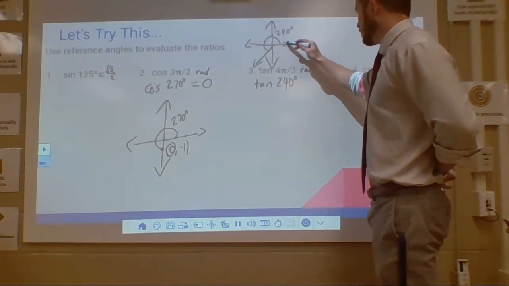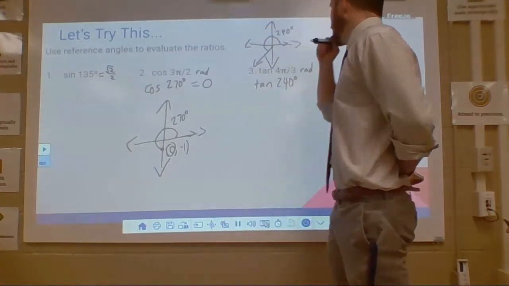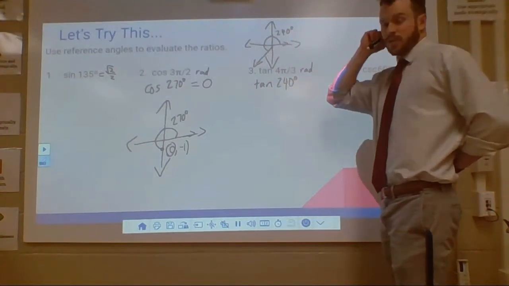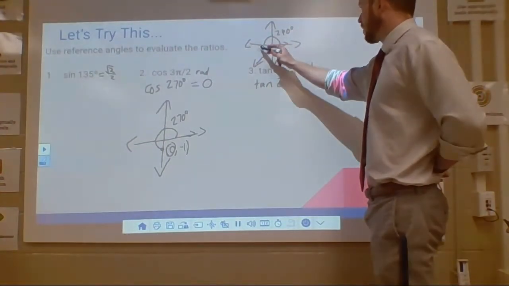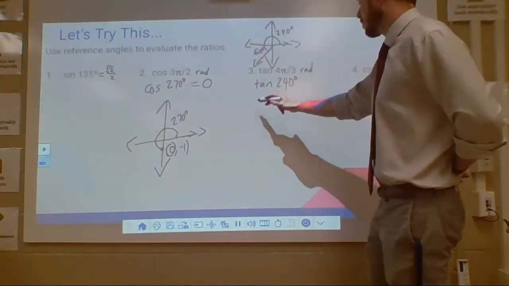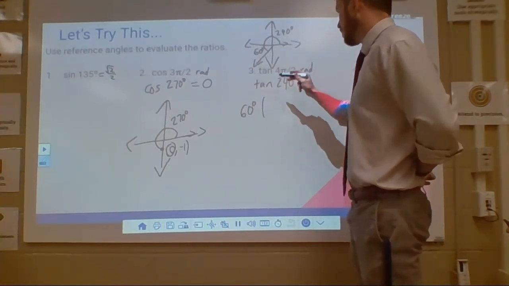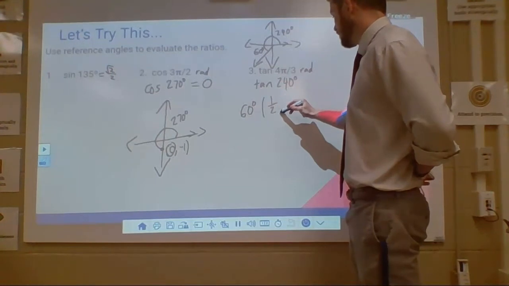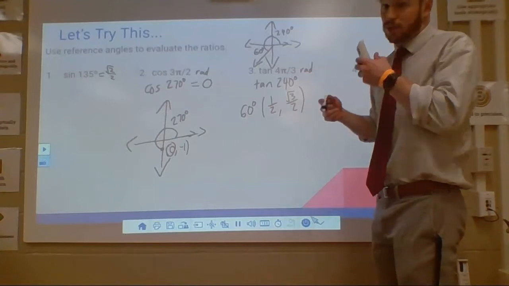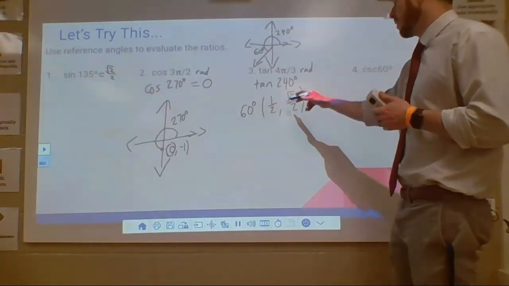Let's draw that initial side. I think I actually forgot that on here as well. That's all right. We got a 240 degree angle. How far are we from the x-axis? What's our reference angle? Well, that reference angle is going to be 60 degrees. So what are the coordinates on the unit circle of a 60 degree angle? They are 1/2, square root of 3 over 2. And you may want to look at your unit circle. That's why we practiced memorizing that last class. Those are the coordinates of a 60 degree angle.